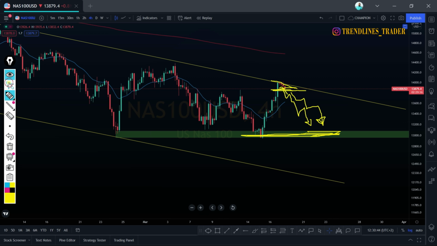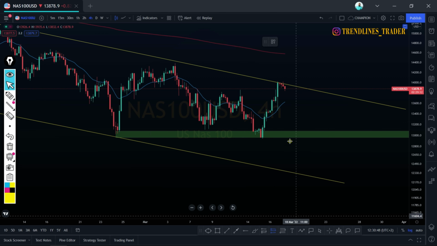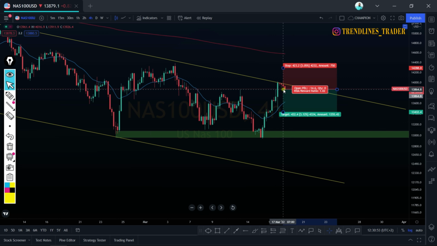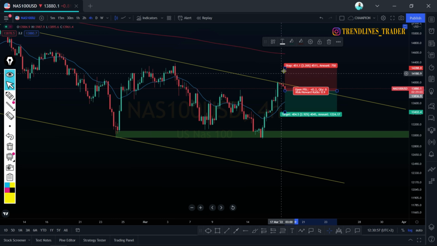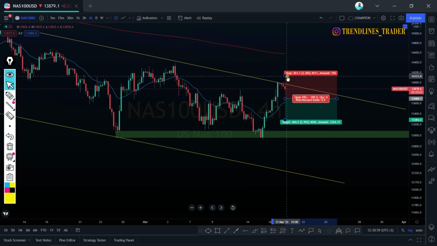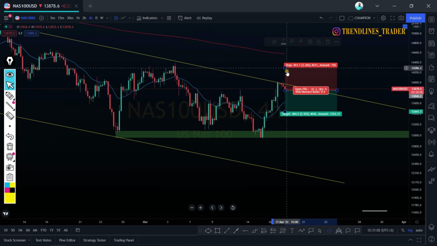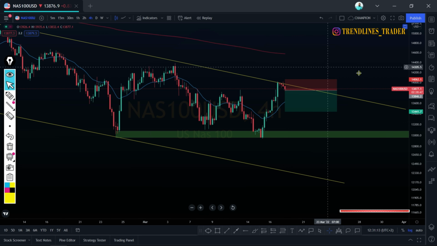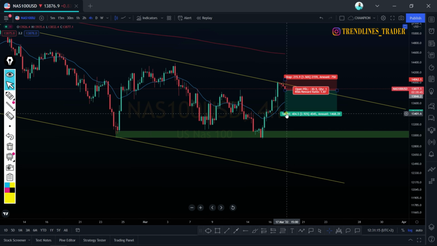Let me do it like this. We should remember that, let's say we place our sells here just after this candlestick, and this is where we're gonna place our stop order. Let's not be too hard, just above the previous turning point. So this will be our target.